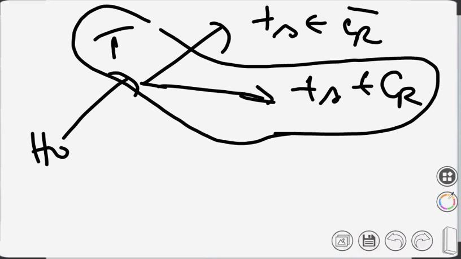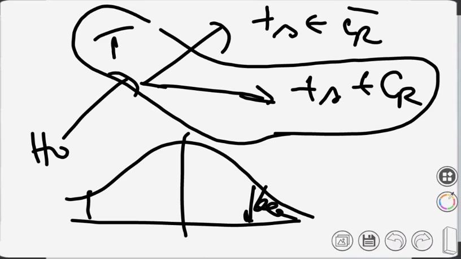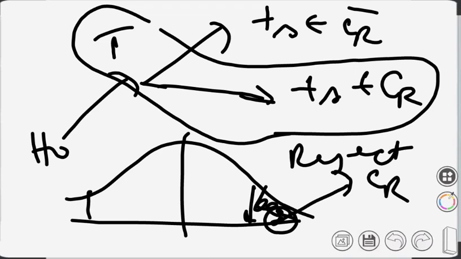Critical region. So what will happen? TS belongs to the critical region, meaning the value of the test statistic falls in the critical region. So what will happen if the value of the test statistic falls in the critical region? We reject the null hypothesis, not accept it. So we reject the null.